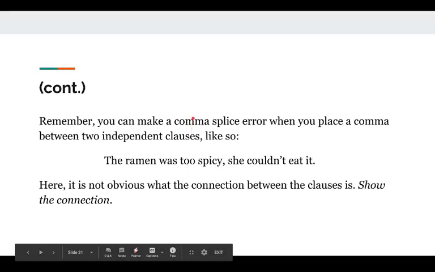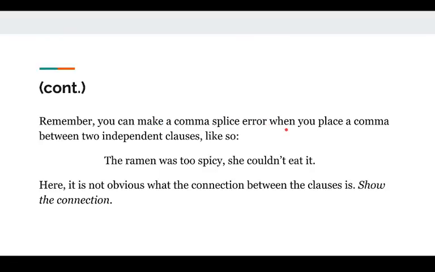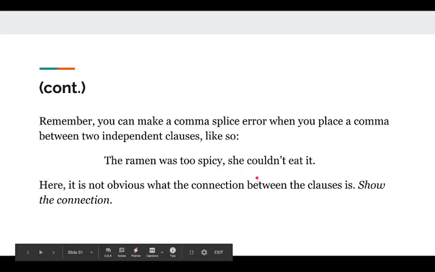Remember, you can make a comma splice error when you place a comma between two independent clauses, like so. In this sentence, "The ramen was too spicy, she couldn't eat it," it's not obvious what the connection between the two clauses is. So you have to show the connection. I'm going to go over three ways that you can connect these two clauses. Also, this is grammatically incorrect.